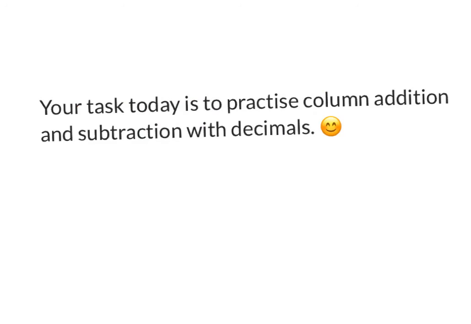So your task today is to practice column addition and subtraction with decimals, and then tomorrow we'll be looking at solving problems involving addition and subtraction.